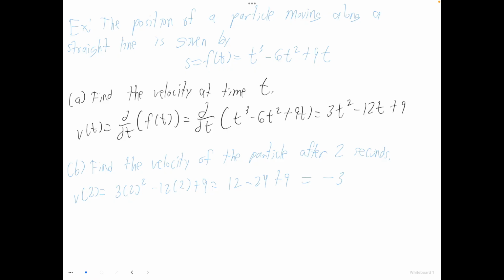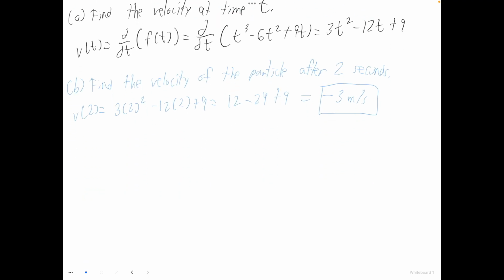I didn't write down the units, but everything's in meters per second, or in meters. And so s of t is measured in meters, just so we have units to talk about. And so this tells us that the velocity after 2 seconds is negative 3 meters per second, meaning that we are moving backwards at the 2-second mark at a speed of 3 meters per second. The negative is just telling us the direction we're going. So we're going backwards if we're negative.